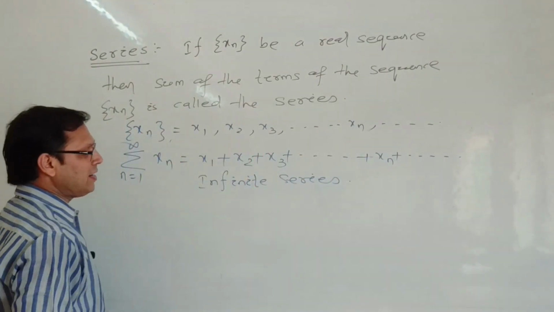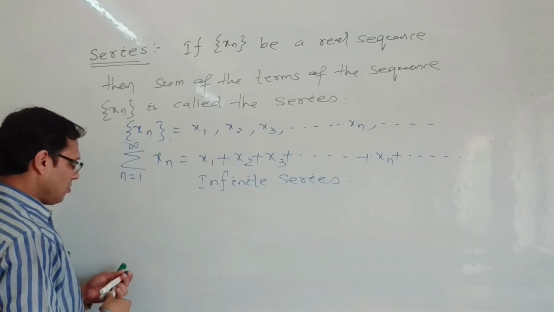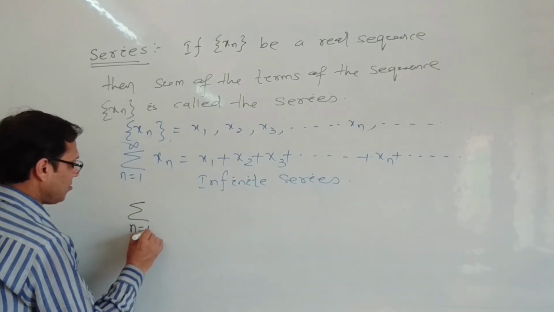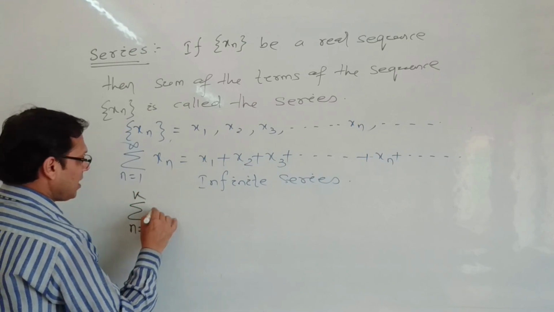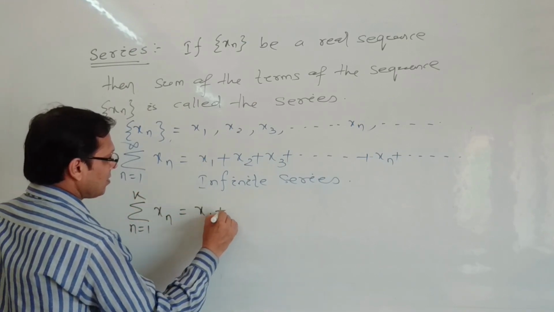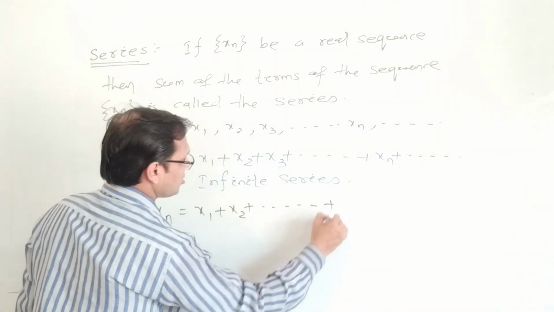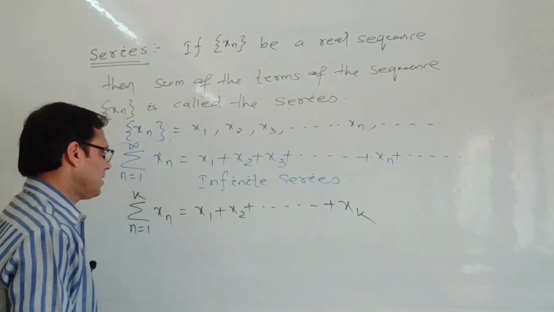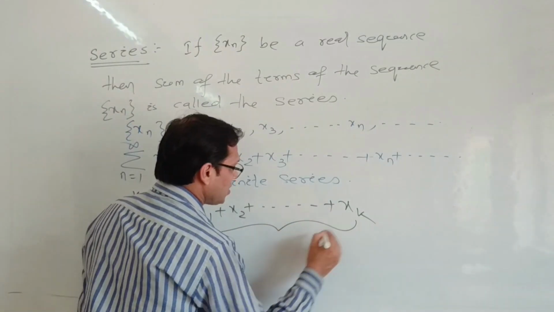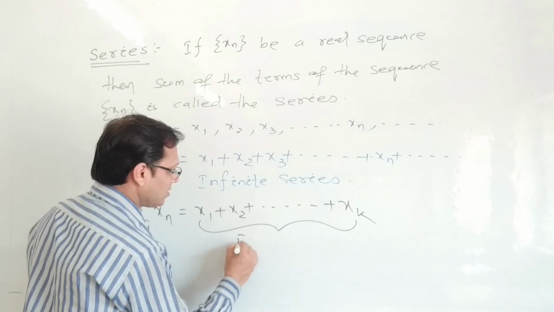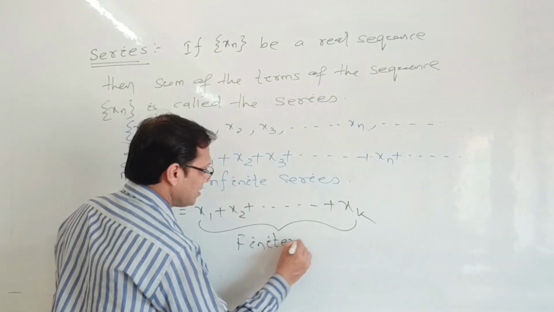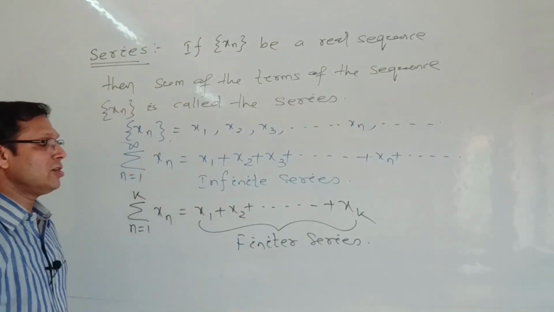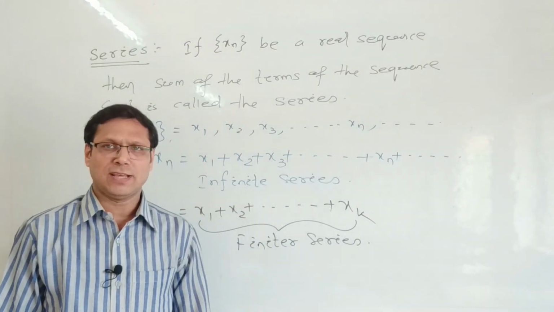If the terms are finite, then the series itself is known as a finite series. That can be written as sum of x_n, n is equal to 1 to k, that is x1 plus x2 plus dot dot dot up to x_k. The last term is x_k. So the terms are finite here, that's why this one is called a finite series. So make it a note, then we'll go to some questions of sequence and series.